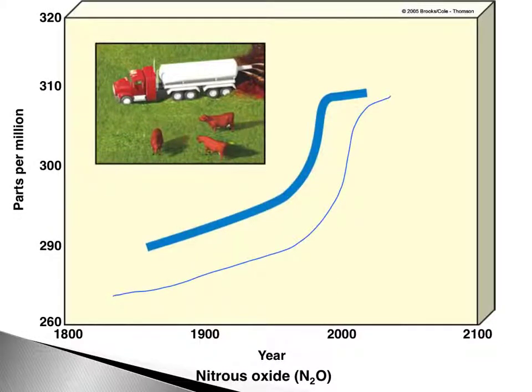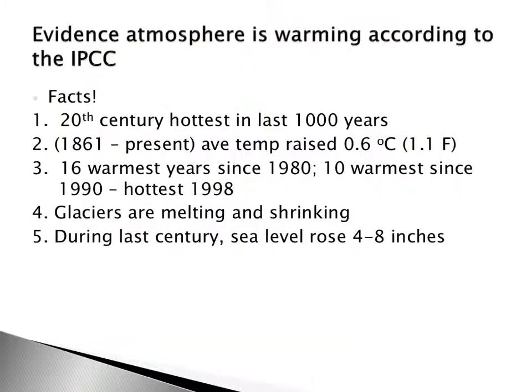Nitrous oxide, of course, is going up because, as you can see, farmers are putting nitrogen in their fields to grow crops. So here's the evidence according to the IPCC. The 20th century, we know, has been the hottest in the last 1,000 years. From 1861 to the present, our average temperature has gone up about 1.1 degrees Fahrenheit, about 0.6 degrees Celsius.